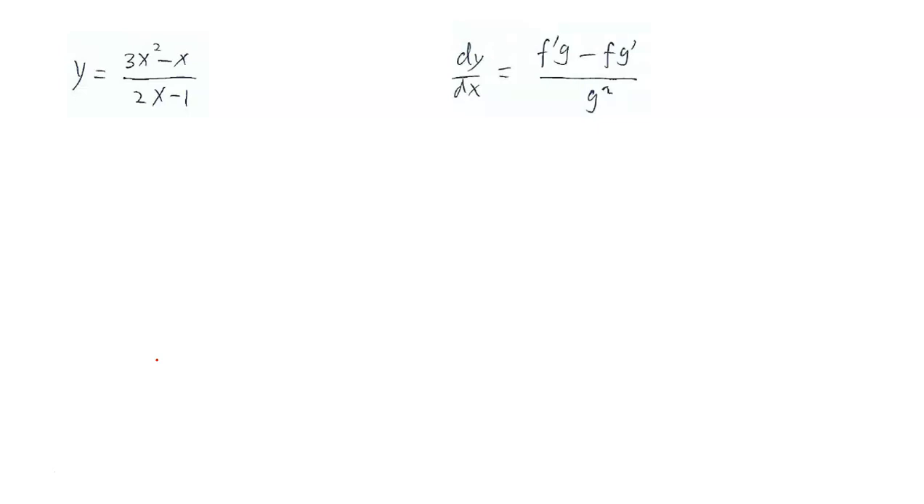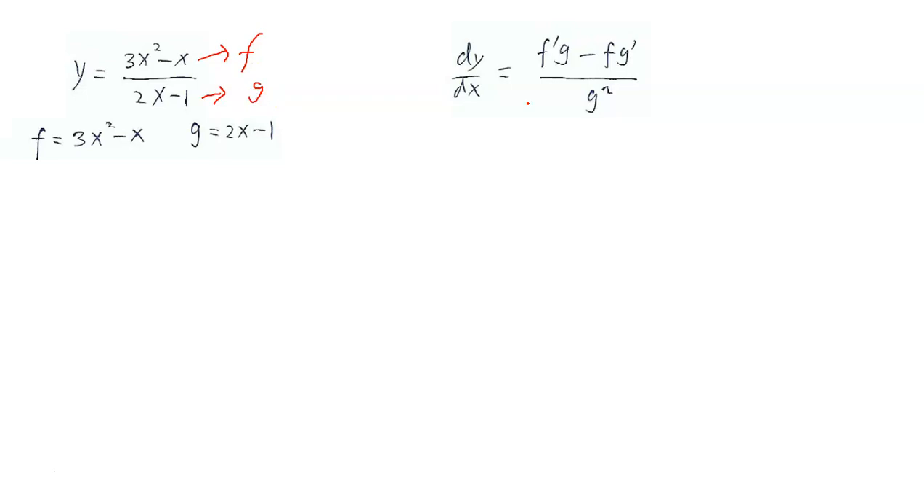f prime g minus f g prime over g squared. Now, what is f and what is g? So remember, f refers to the numerator, the top, and g refers to the bottom, the denominator. Okay, so this is f, and then this is g.